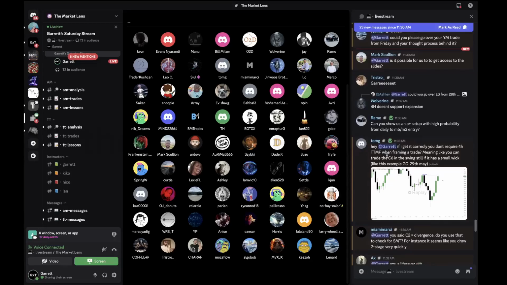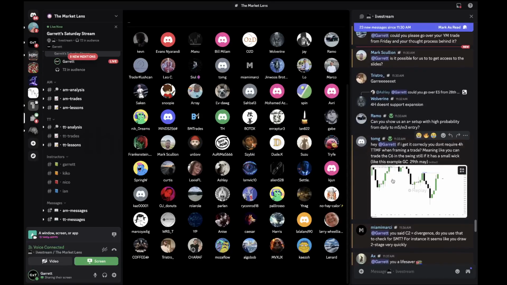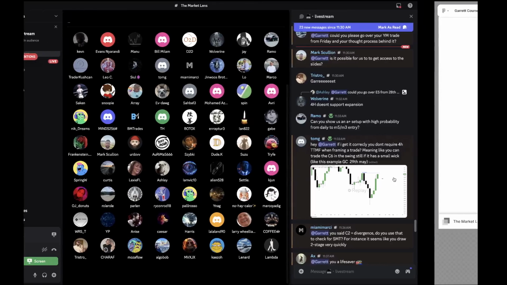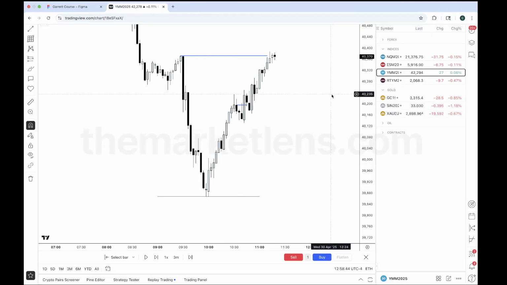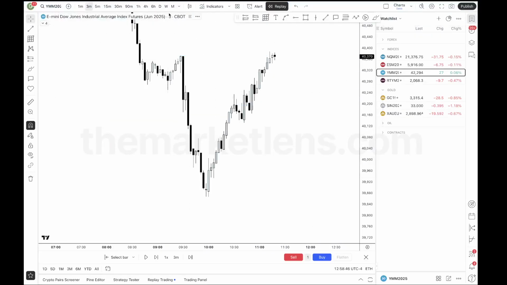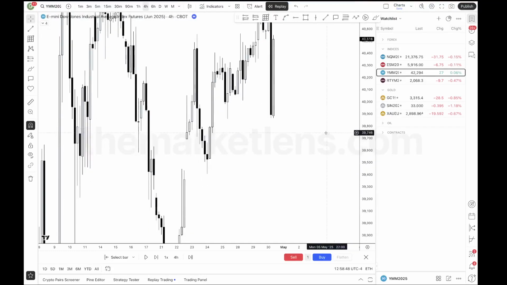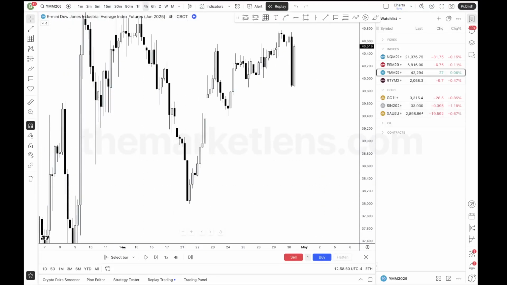Hey Garrett, if I get it correctly, you don't require the 4-hour TT fraction model. No, I don't. Meaning you can trade this C6. Oh yeah, yes. And the swing still, if it has a small wick. Yes. So I'll go over one example. I just remember this example. Maybe this one over here, yeah.